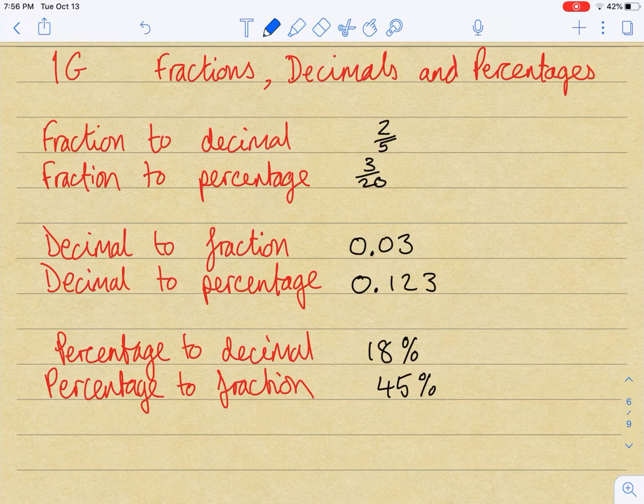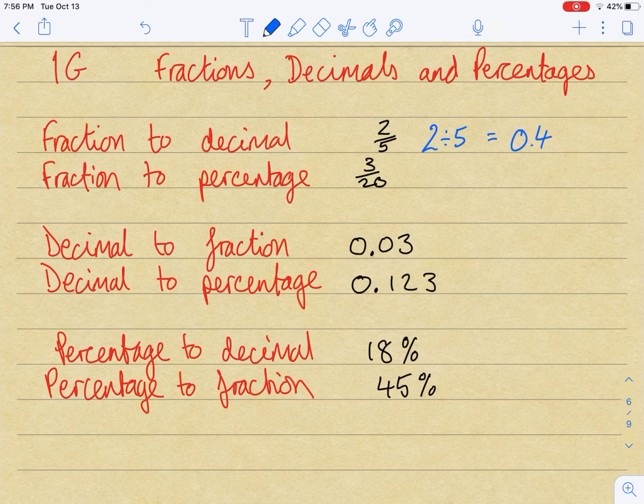Fractions, decimals, and percentages and converting. We'll see if we can go through these very quickly. Converting a fraction to a decimal. Well, this line means divide in a fraction, so we do 2 divided by 5. And in this case, we get 0.4. You can just type a conversion button S to D. Different calculators have them on there.